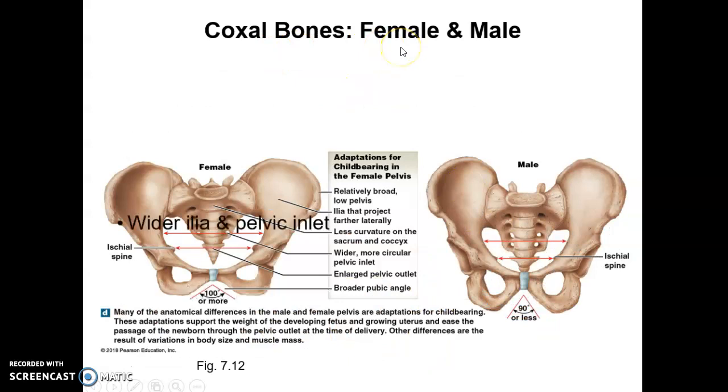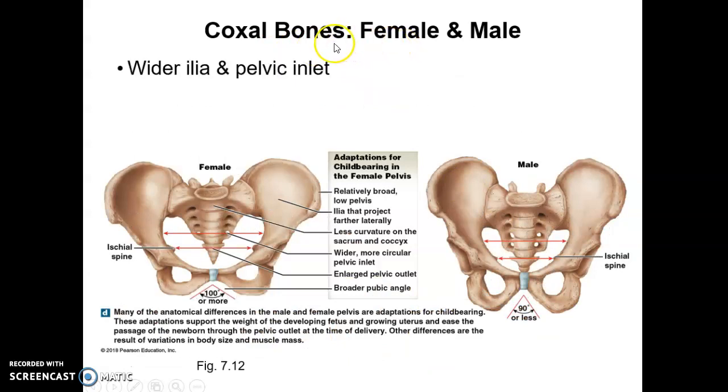Some comparisons, male and female coxal bones and pelvis. There's a wider ilia, the iliac crest, on the female versus the male. In the male, the hips are narrower, the iliac crests don't flare out as much. The pelvic inlet, this top red arrow, is wider and larger than in the male. And that's because in the female, this serves as the birth canal. In the male, it does not.